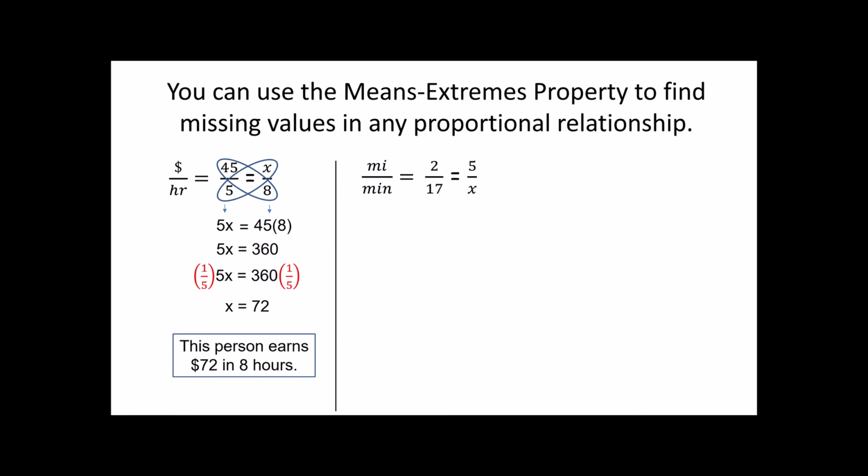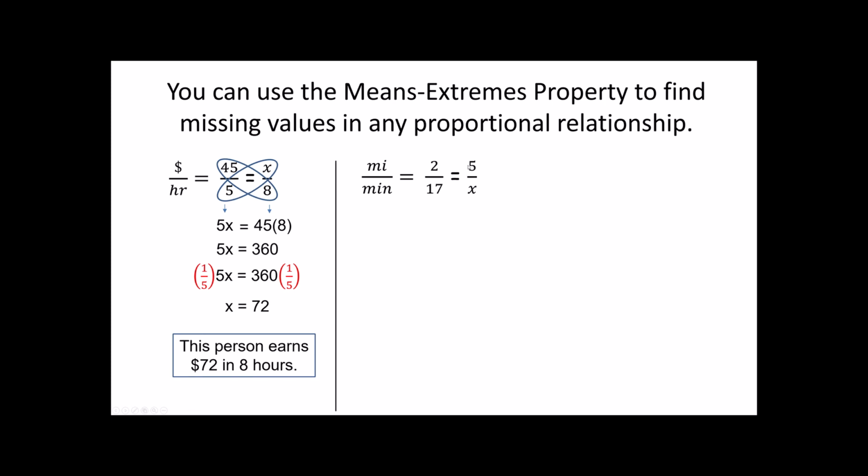Let's try another one. This proportional relationship compares the number of miles someone travels to how many minutes they travel. So maybe this is a runner, and this runner ran 2 miles in 17 minutes. Now, if we assume this person can maintain that speed indefinitely, which is a huge assumption, we can predict how many minutes it would take them to run 5 miles.